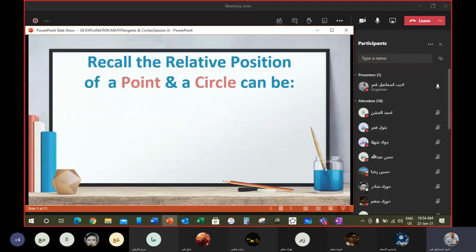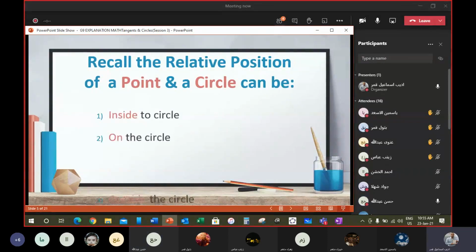Recall the relative position of a point and a circle. How can the point and the circle be related? The point can be on the circle, outside the circle, which we call exterior, or inside the circle, which is interior.